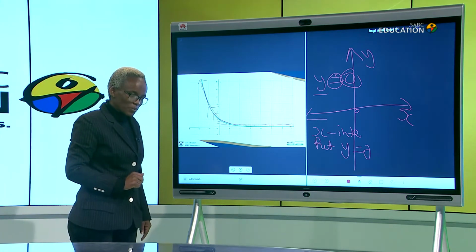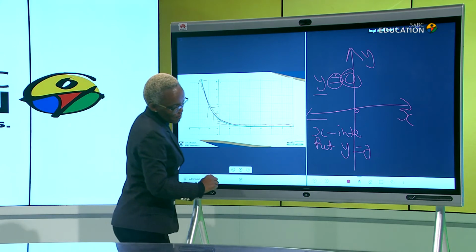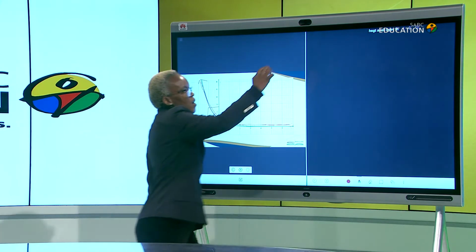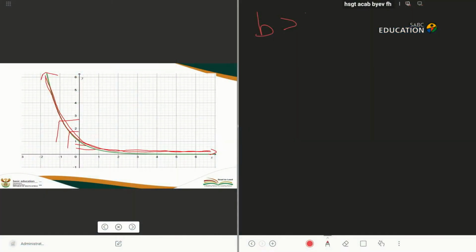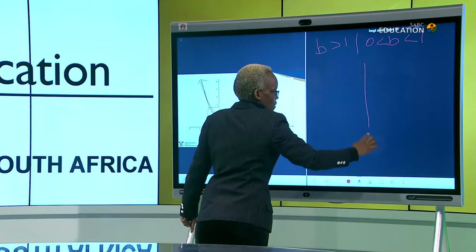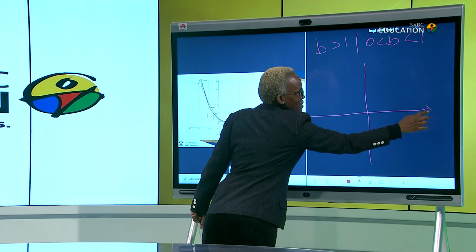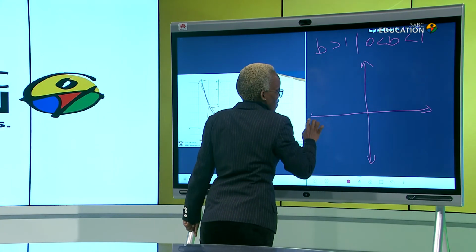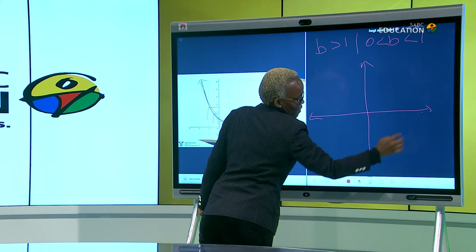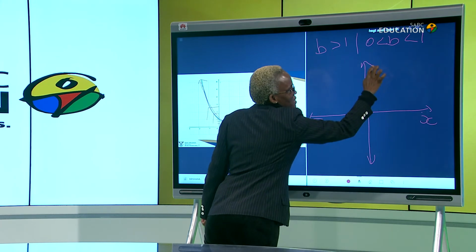Now it's a decreasing function. So we can conclude about the two graphs, when b is greater than 1, and when b is less than 1 but greater than 0. The two graphs: our system of axes, this is the x-axis, the y-axis.